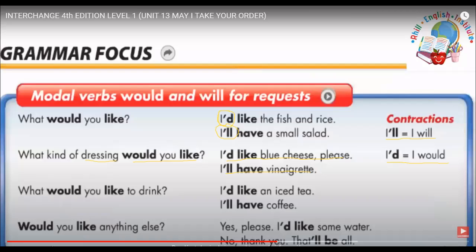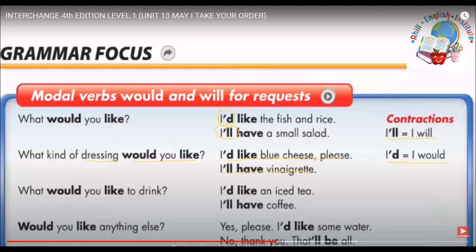Gabi, could you please be so kind to read it for me the third question? What would you like to drink? ¿Qué le gustaría tomar? We have two options. Can you please read for me the answers, Gabi? I'd like a nice tea. I'll have coffee. Very good. Cualquiera de las dos opciones, right?